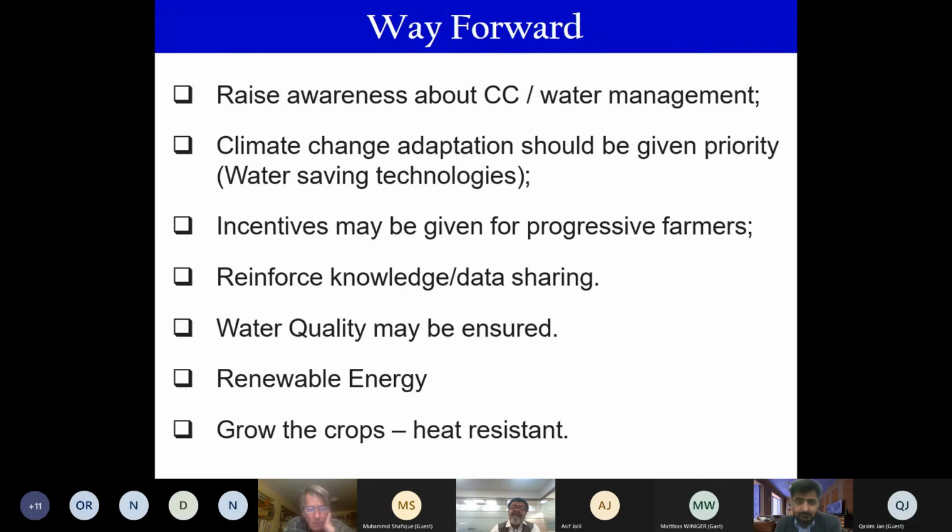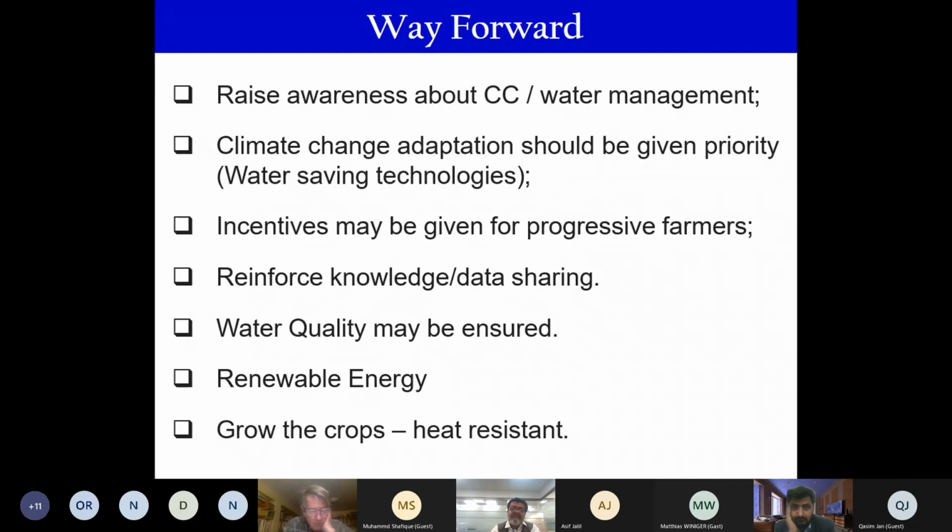Really, still mostly 97% of our irrigation is by the flood irrigation method, and our land is not really leveled properly. We are not using advanced technology, water saving technology. So that is very much necessary. We need to train our farmers so they use water saving technology. We need to harvest the water.